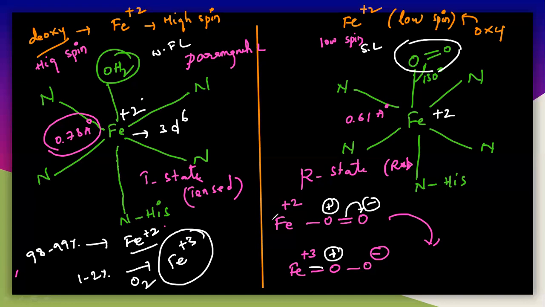First you have to see the difference between deoxy and oxyhemoglobin. Remember this. Again I am telling you, deoxyhemoglobin will have the +2 oxidation state with the high spin complex. Oxyhemoglobin will have the +2 oxidation state with the low spin complex. The deoxy is also called the T state, and the oxyhemoglobin is called the R state here. And let us see the disease you will get with the hemoglobin.